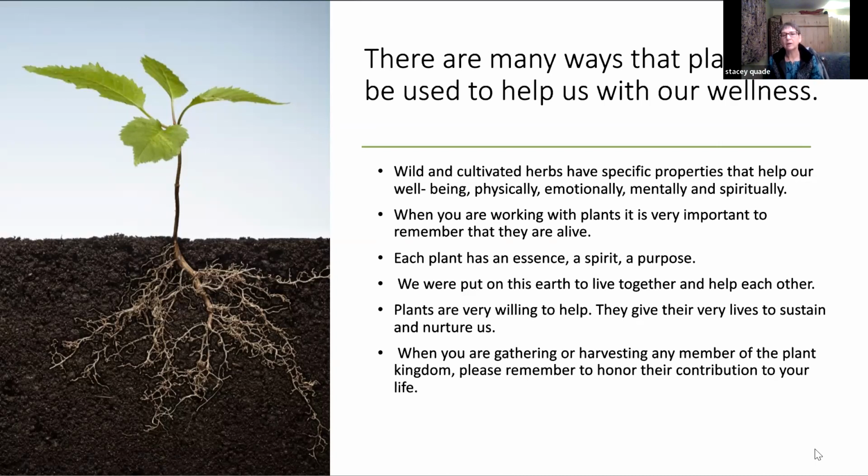And you need to remember that they are living entities, and that each plant has an essence, not just a constitution, not just a plant type and a name, but a living spirit that it's sharing with you to help you with your wellness. They are our elders, and they want to help us. They were here first, though, and we're here to help each other. And remembering that they're giving their lives to help you is important.